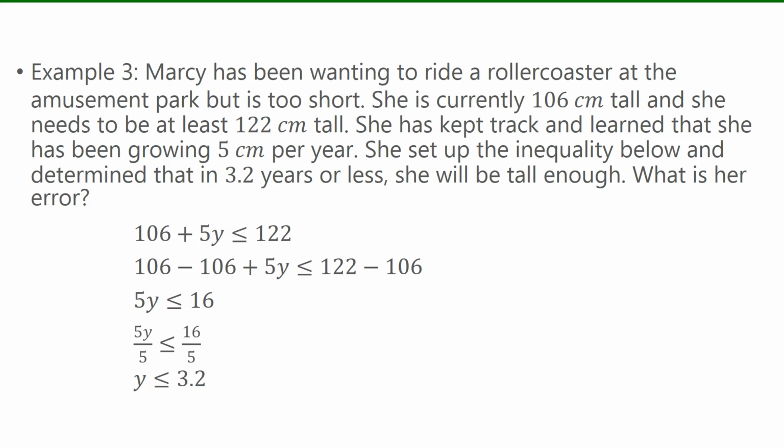What is her error? So now if she's 106 centimeters and she's growing 5 centimeters per year, then that looks right. But she needs to be at least 122. So that means this should be greater than or equal to. Now let's see if there's any errors in her solution. So she subtracted 106 from both sides. Got 5y is less than or equal to 16. So that's fine. And she divided by 5. And then y is less than or equal to 3.2.